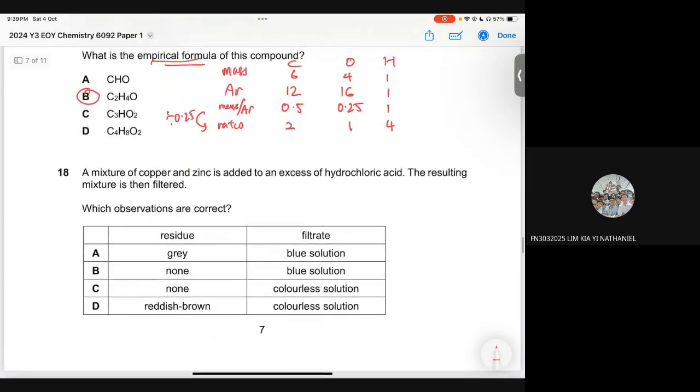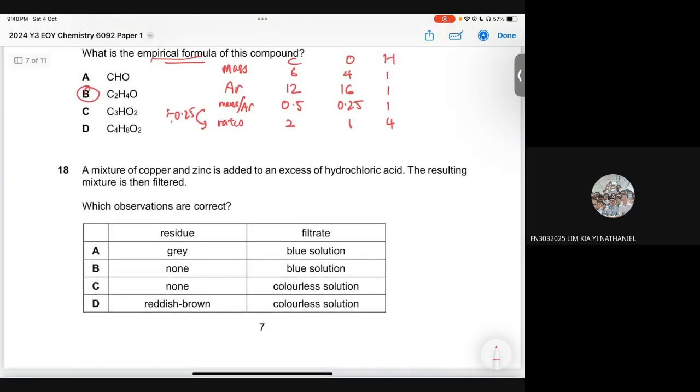Okay, next one, question 18. A mixture of copper and zinc is added to an excess hydrochloric acid. The resulting mixture is then filtered. Which observation is correct? So in this particular question here, they tell you there's a residue and filtrate. So why is there residue and filtrate? It's because copper is an unreactive metal. So if it's an unreactive metal, it won't react. So I'm supposed to expect a residue.